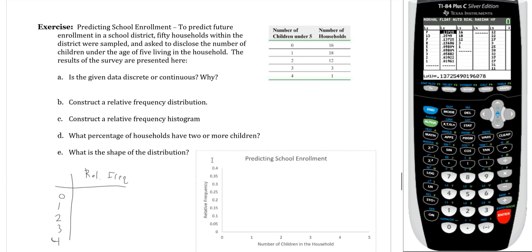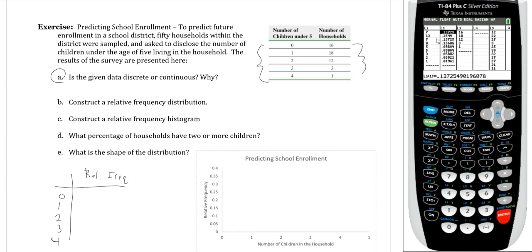Predicting school enrollment. To predict future enrollment in a school district, 50 households within the district were sampled and asked to disclose the number of children under the age of 5 living in the household. The results of the survey are presented here. So we have number of children, 0 through 4, and the number of households. Okay, I have the number of households in L3. If you don't already have that, I recommend doing so to practice the relative frequency we're about to create.